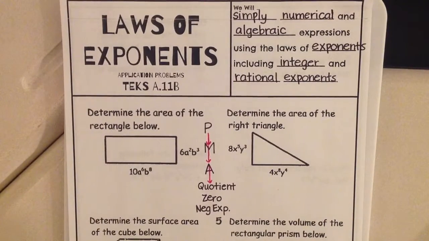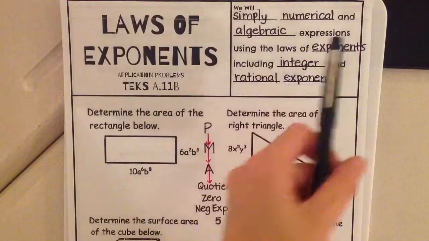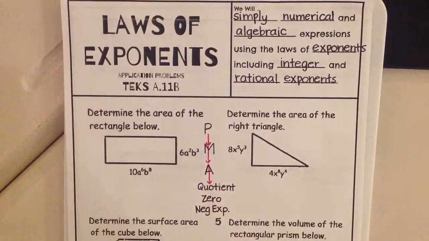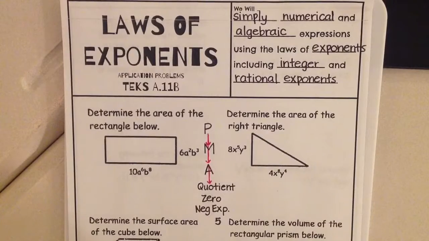Okay, so in this lesson we're going to look at laws of exponents with application problems. We're going to take what we did in the previous lesson and now apply it to a word problem and see how they might use a shape or just a word problem in general to get us to use the laws of exponents. So again, we are still simplifying numerical and algebraic expressions using the laws of exponents to include integer and rational exponents.